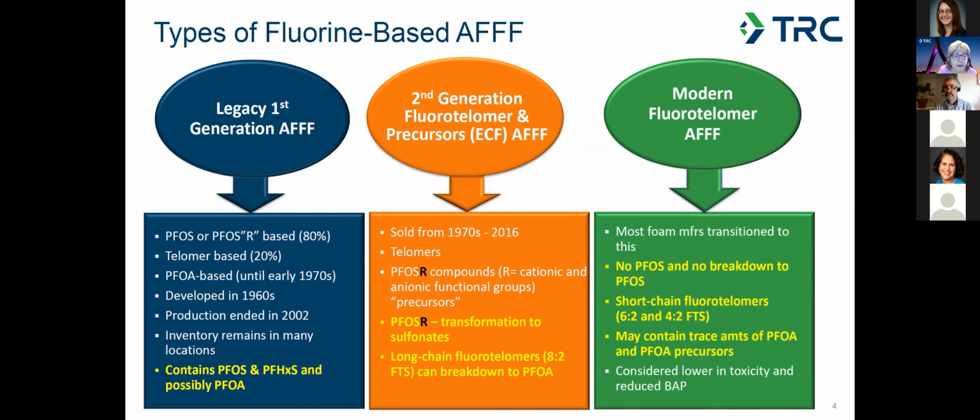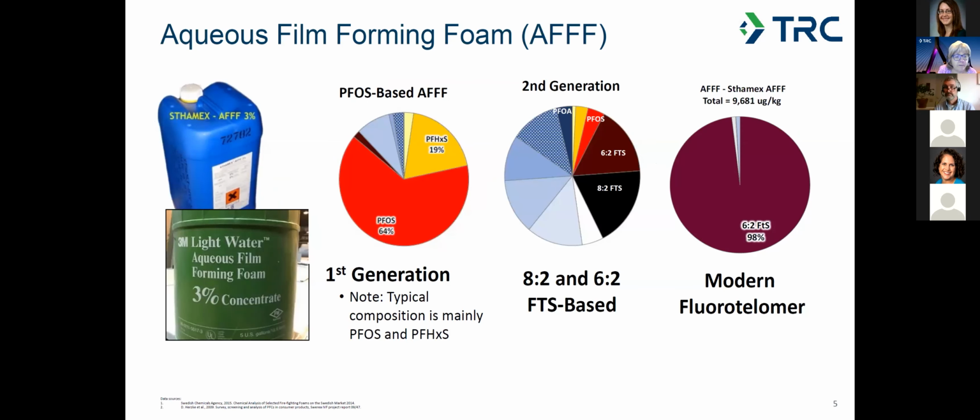So it's a lot of information, but it's important to know that we can differentiate these different types of AFFF. So here you can see some different AFFF signatures. The first one is the first generation legacy PFOS-based AFFF, which also contains a good percentage of perfluorohexane sulfonic acid. And actually, some of the different lots of AFFF produced by 3M had different ratios of PFOS to perfluorohexane sulfonic acid.